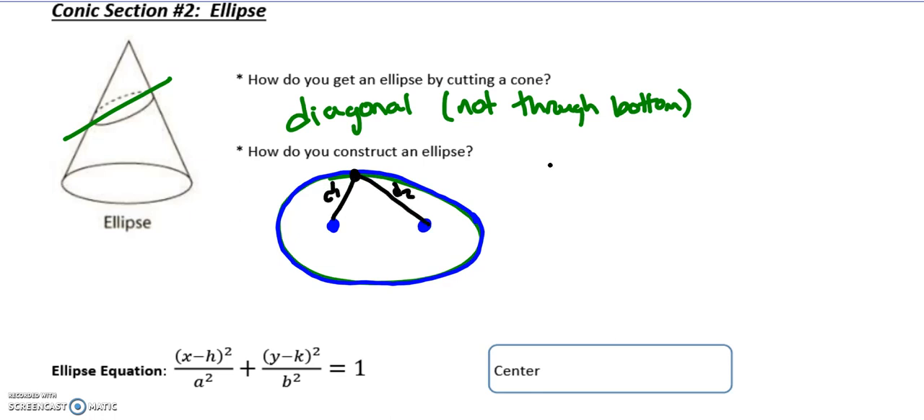Technically, the definition is if you pick any point on the outside, and the distances to the foci are D1 and D2, and I take their sum, and then pick any other point, for example here, make that D3 and D4, the sum of the distances are equal. That's not the most important thing. Honestly, what's more important is knowing to cut diagonally through a cone.